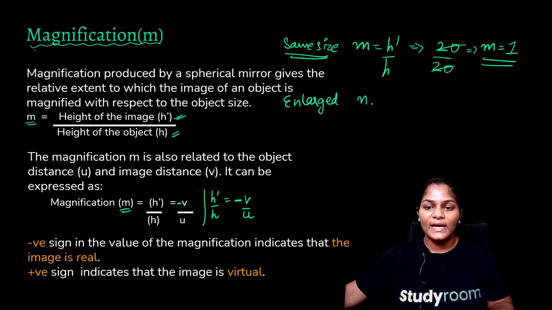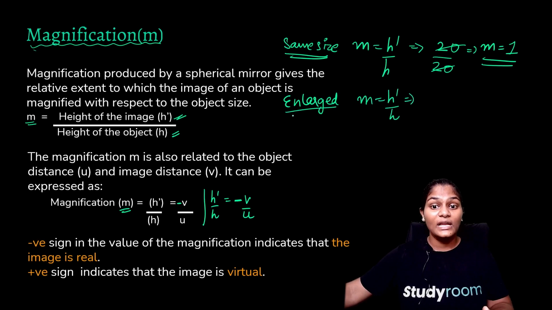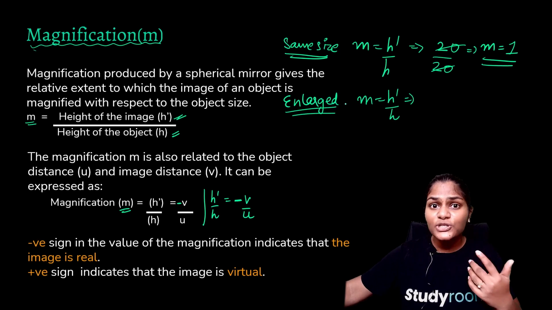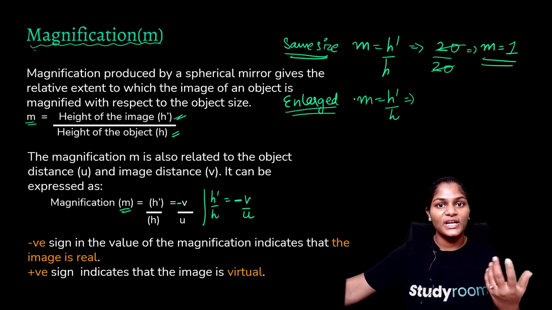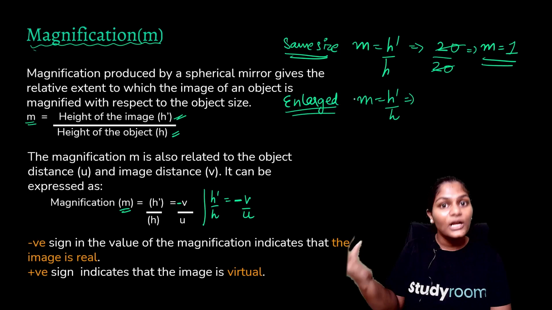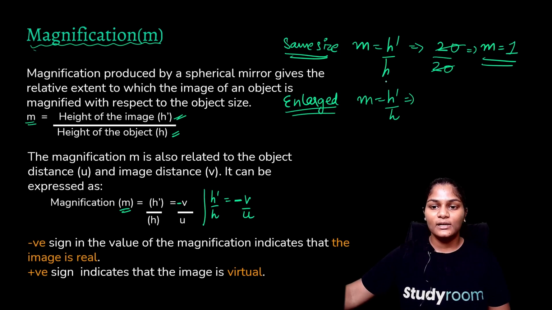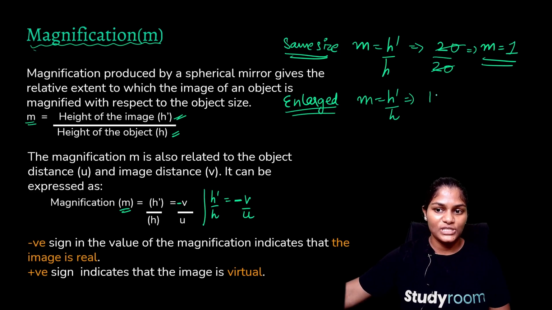Again, our M is nothing but h dash upon h. Say we are saying that the image is enlarged. Enlarged obviously means larger, so the size of the image is more. So h dash is the size of the image, and in the numerator the image has to be bigger. So say my image is 10 centimeters big and my object is only 3 centimeters big.